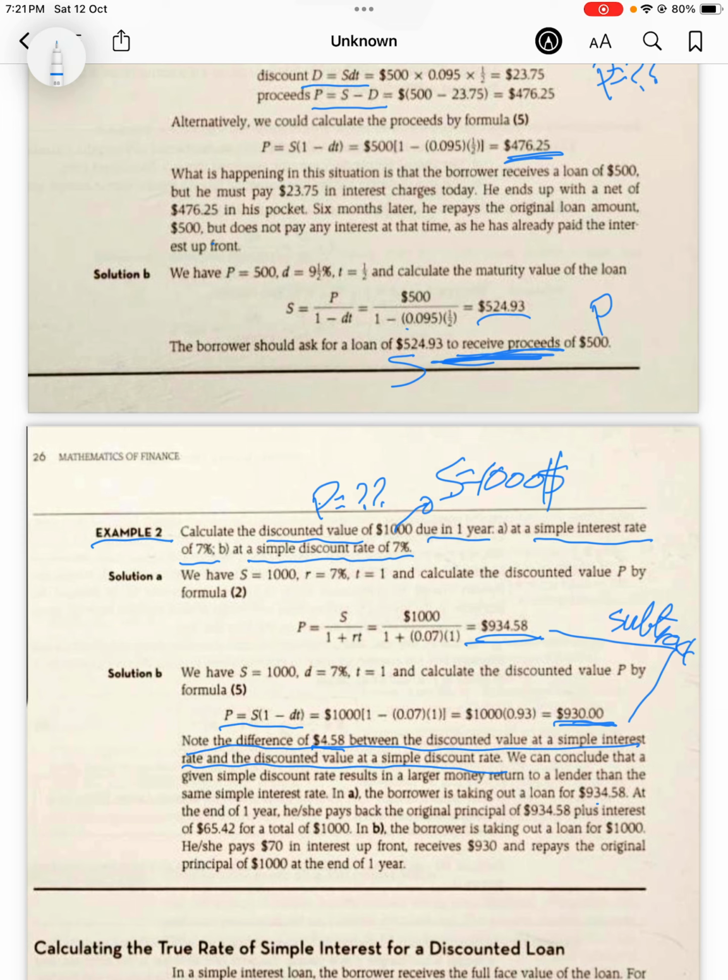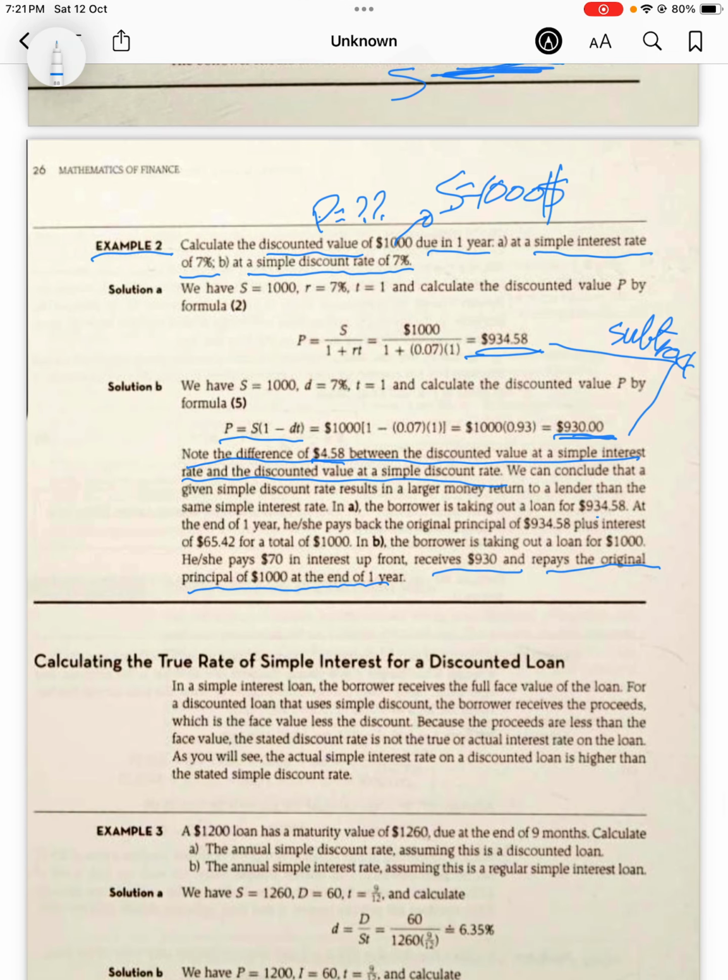In B, the borrower is taking out a loan for $1,000. He or she pays $70 in interest up front, receives 930, and repays the original principal $1,000 at the end of 1 year. Here, calculating the true rate of simple interest for the discounted loan. For this example, be sure that they have the same interest rate. This is why we make the comparison.